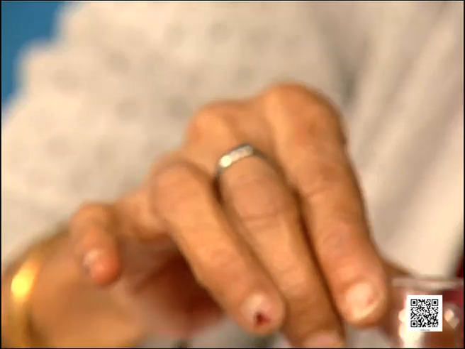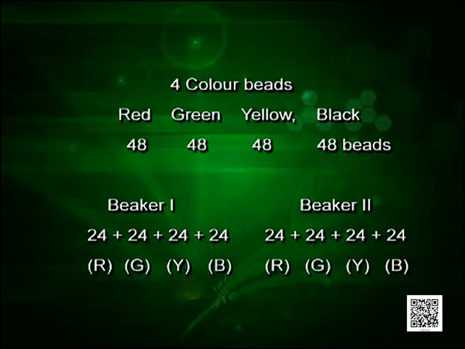So, I have separated 4 color beads in 4 beakers. Now, you count and take 48 beads of each color. Now, out of this 48, you further divide 24, 24. So, 24 of one color in one beaker, you take another beaker. So, 24 of one color in one beaker and 24 of the same color in the other beaker.